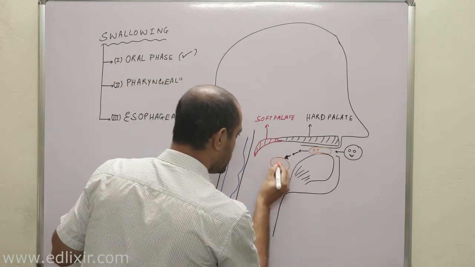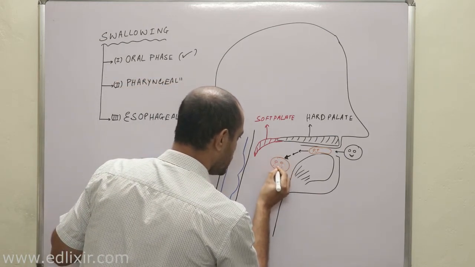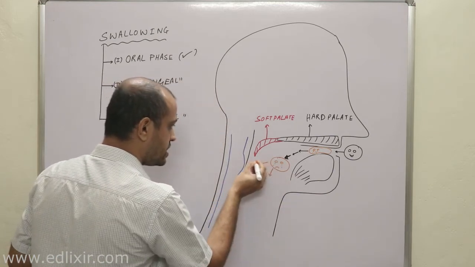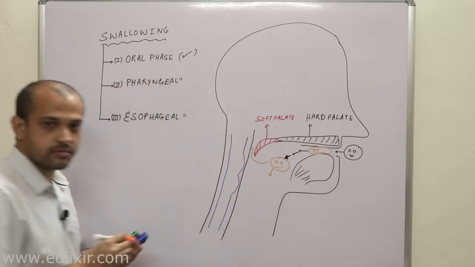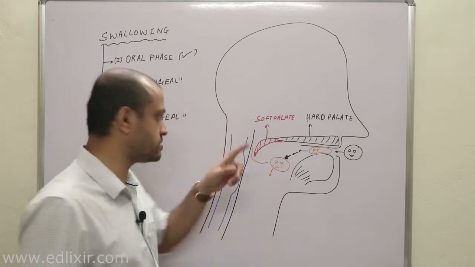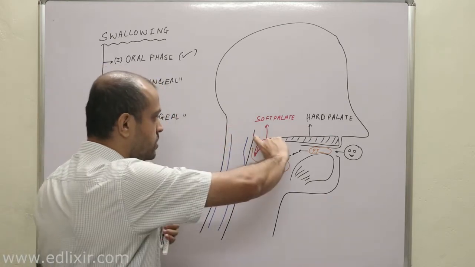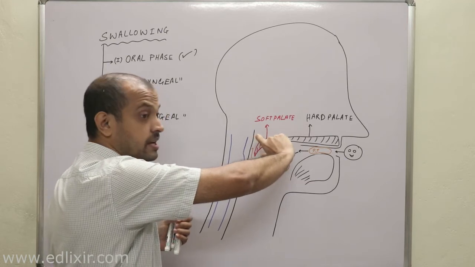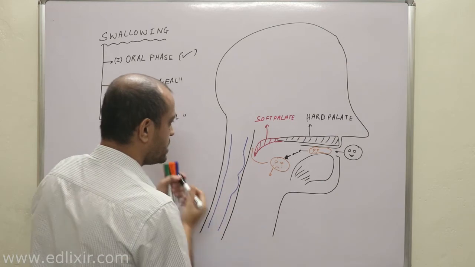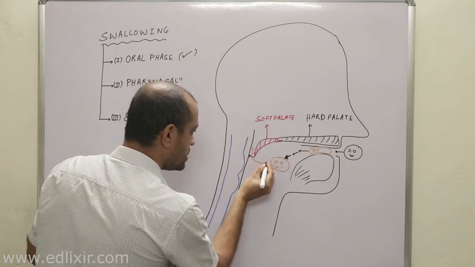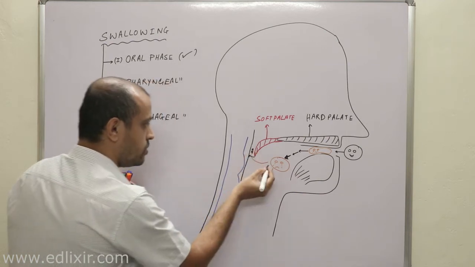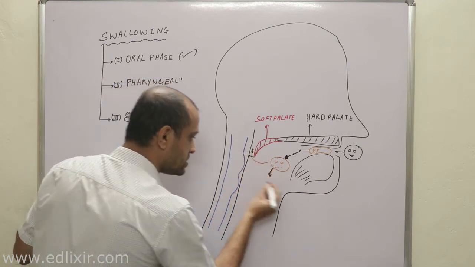Now this food bolus has two ways to go. Either it can go here or it can slip here. Sometimes your food particles may come out of your nose if you're laughing or drinking. This is because the soft palate has not closed. During swallowing, the soft palate closes so that food cannot enter this area. Now the bolus has only one way to go, this space.